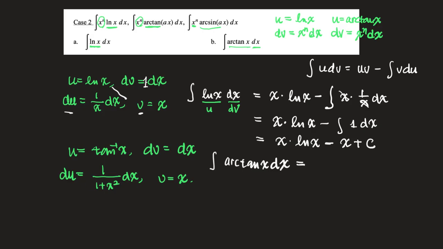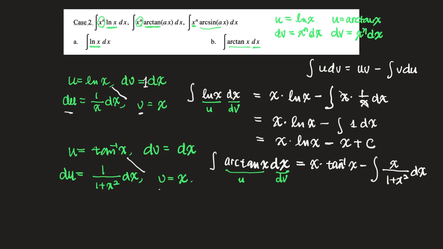Okay, we're going to do the same thing. This is u and this is dv. So the first step is uv, so x times inverse tangent x, minus the integral of v du, so x over 1 plus x squared dx. Okay, now look at this one. How can we do this indefinite integral? The second part, guys.